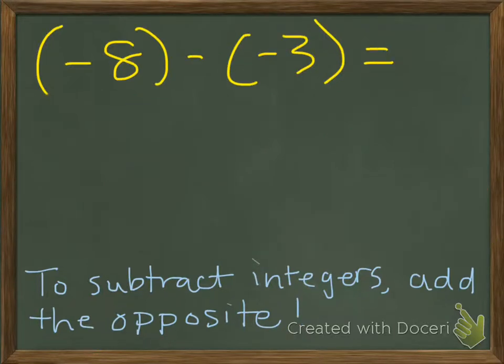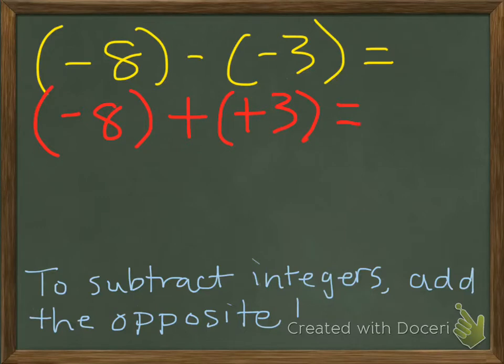Here's one more example we're going to try. So what is the difference, or if we were to just ask the subtraction question, negative 8 minus negative 3. So since we're using the rule, we're going to subtract the integers by adding the opposite. So I'm going to rewrite that as negative 8 plus positive 3. And our answer from that, if we were adding, we remember adding is negative 5.